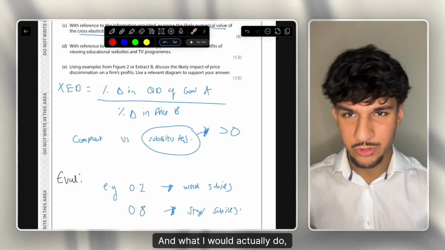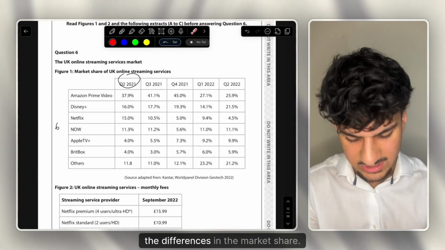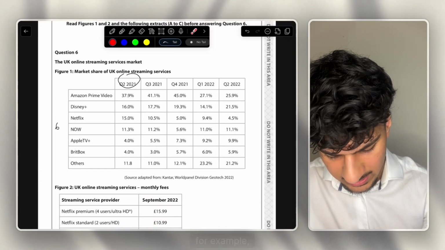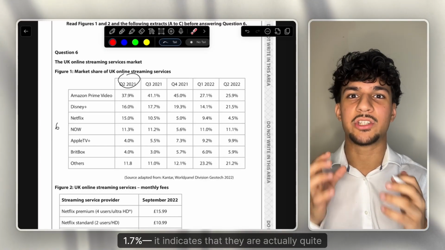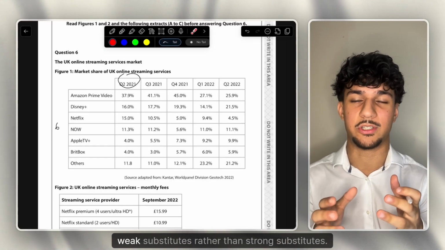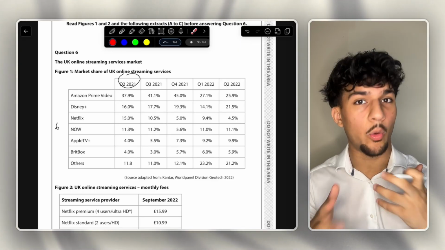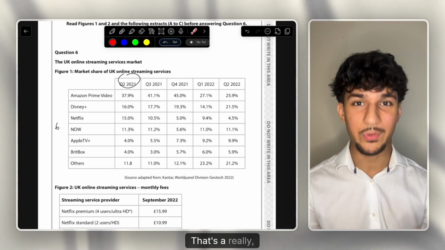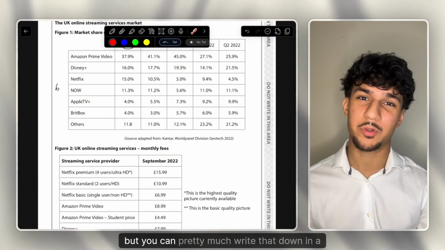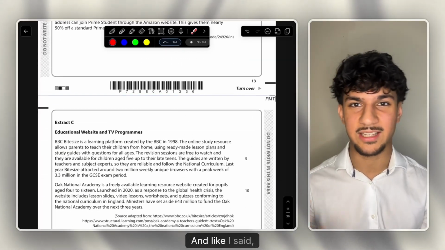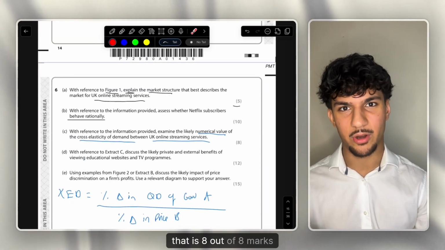And what I would actually do, just to add that little icing on the cake, is when we talked about the differences in the market share. So we said, for example here, that Netflix fell 4.5%, but Disney only gained 1.7%, it indicates that they are actually quite weak substitutes rather than strong substitutes. So it indicates a lower XCD value maybe, and that's a really, really good evaluation point. And it's a lot more than you need for 2 marks, but you can pretty much write that down in a minute as well. And like I said, strong content knowledge, knowing how to evaluate, bing bang bosh, that is 8 out of 8 marks.